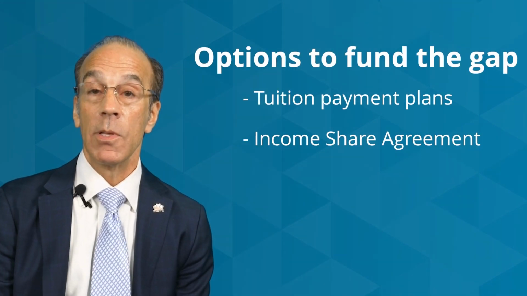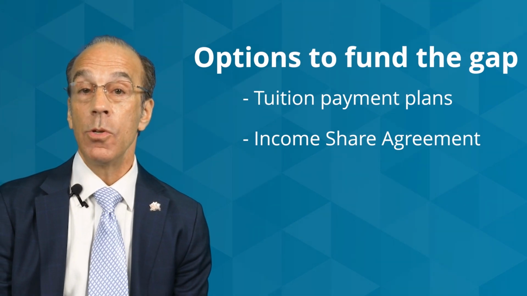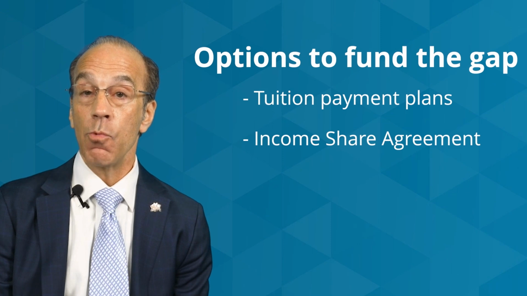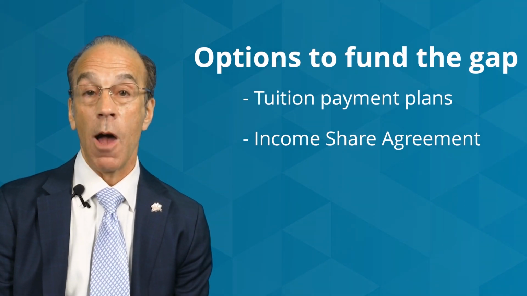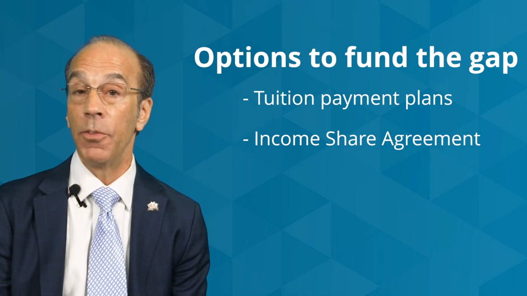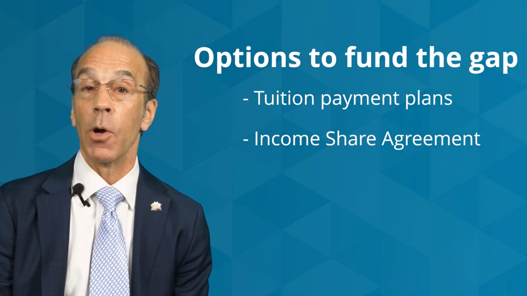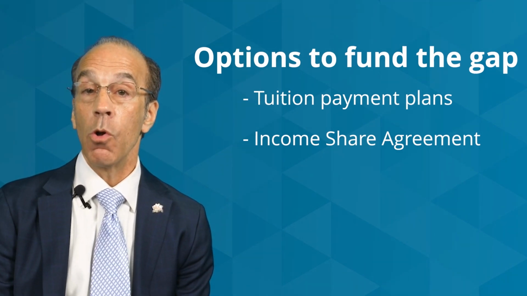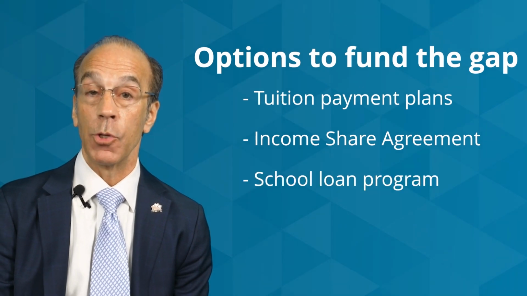Another option are income share agreements. These are agreements that allow students to pay for college on the back end. Once a student completes their program and gets a job, a percentage of their future wages will be used to repay those funds. Not all schools offer these types of agreements, and they are all different. So make sure you're aware of the terms and the conditions to participate in these agreements. Some schools offer their own loan program in addition to other loan options that will be available to you.